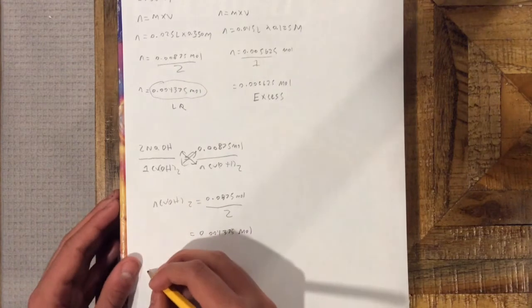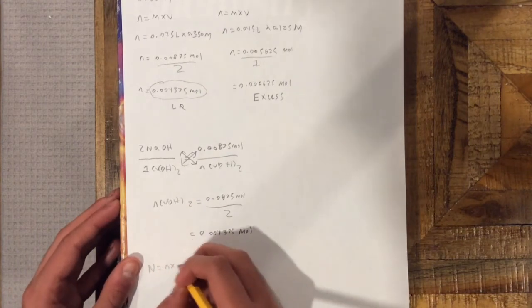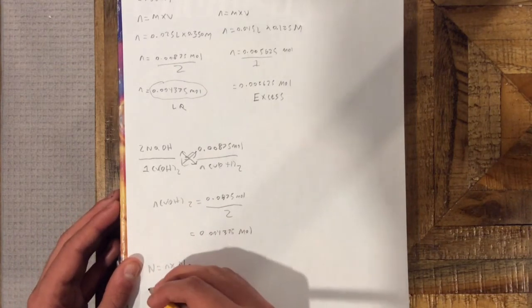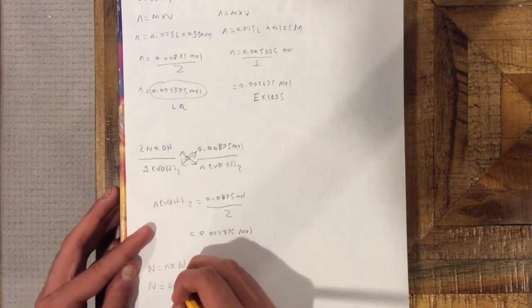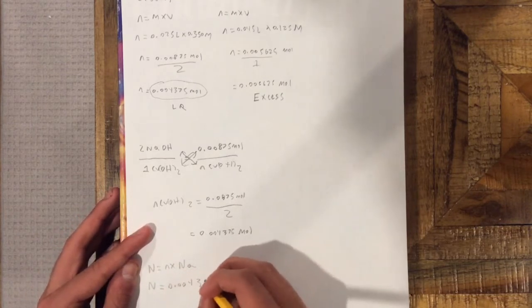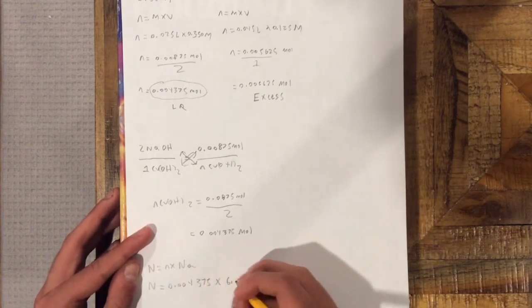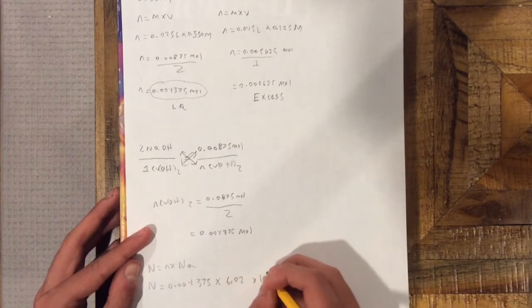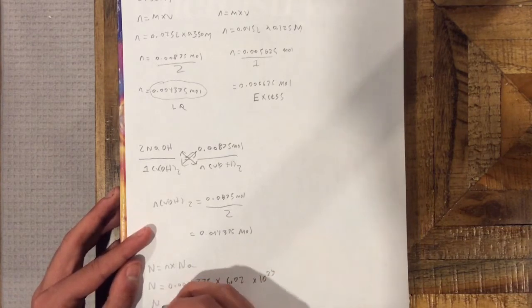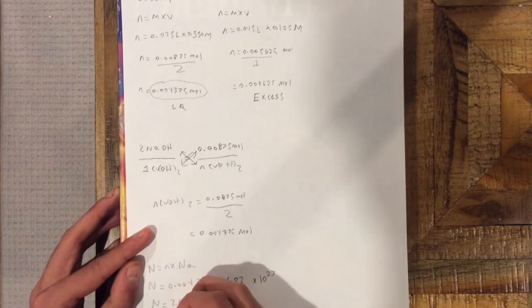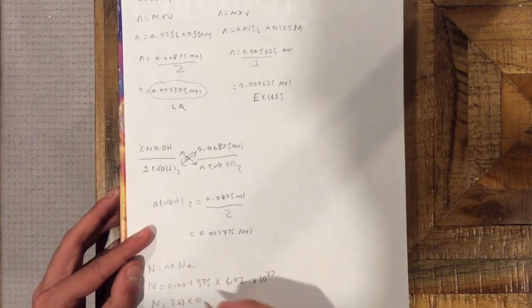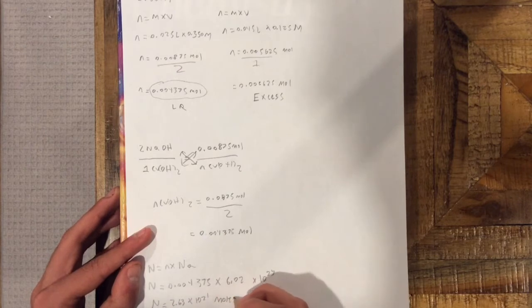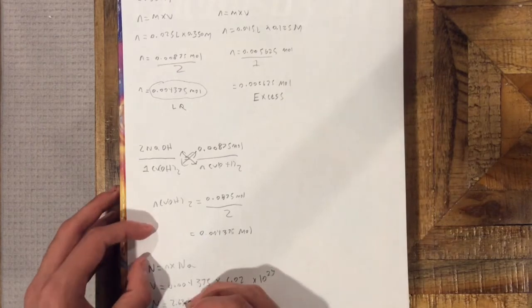Lastly, we'll use Avogadro's equation. N is equal to n times Na, which is Avogadro's number, so the number of molecules equals 0.004375 multiplied by 6.02 times 10 to the 23. So that means that the number of molecules is equal to 2.63 times 10 to the 21 molecules. So that's the number of molecules right there.